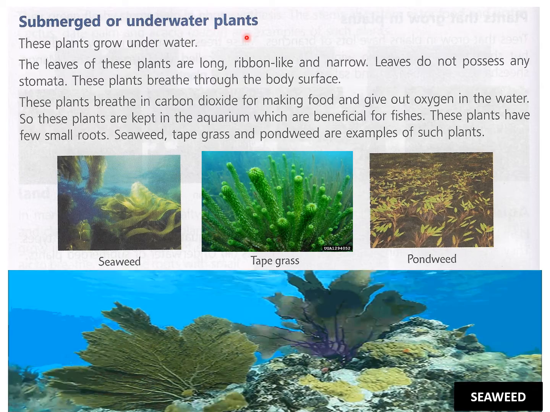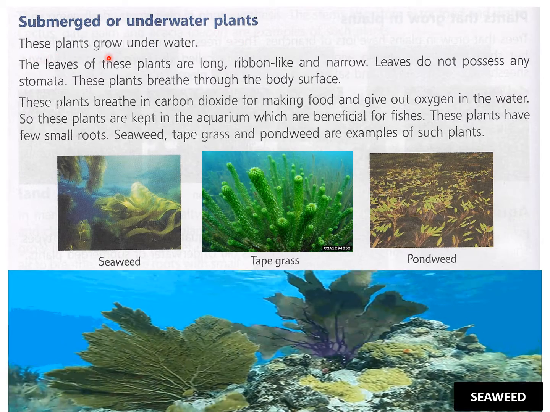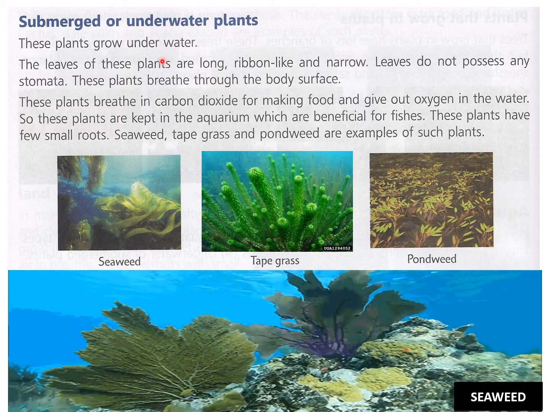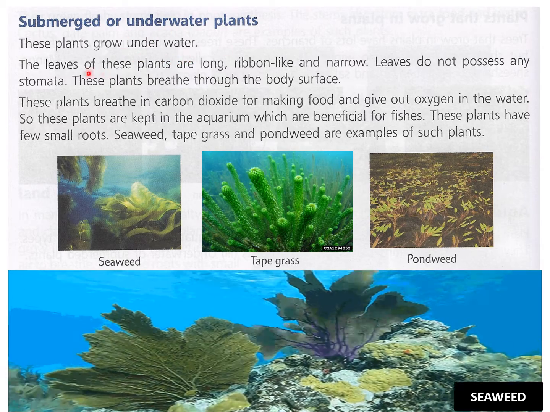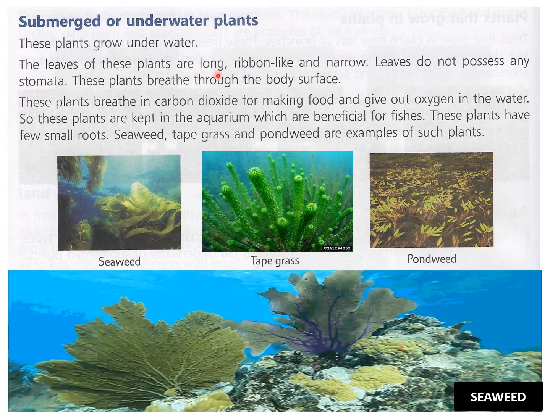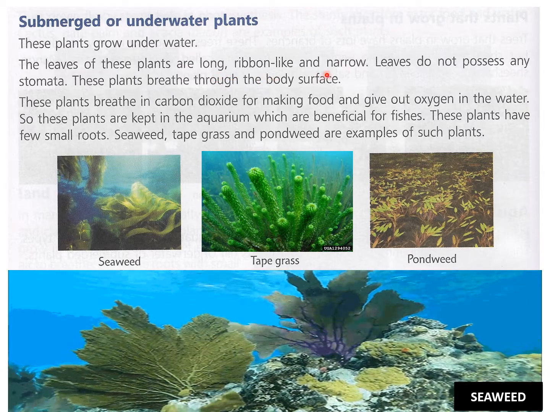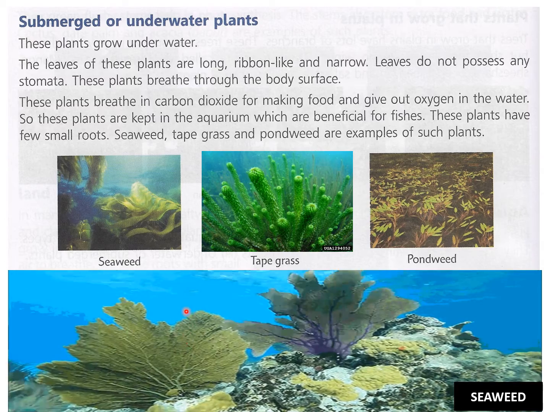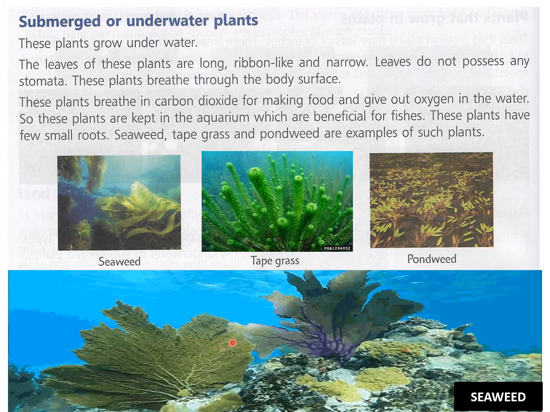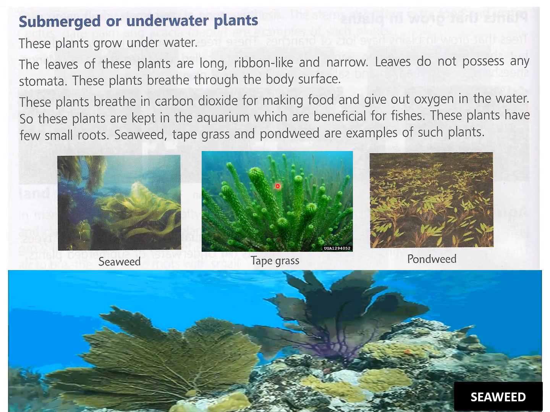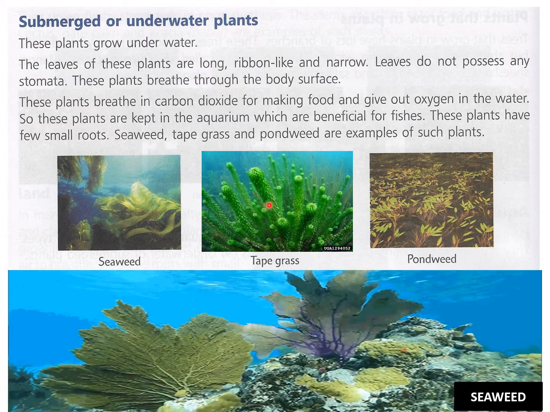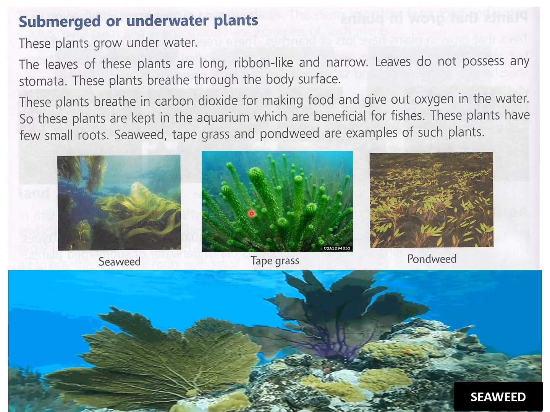Submerged or underwater plants. These plants grow underwater. You can find out from the name. Underwater means they grow underwater, inside the water. The leaves of these plants are long, ribbon-like and narrow. You can see them ribbon-like and narrow. You can see very, very thin leaves are there. Many leaves are together. And in this also you can see these spine-like very thin leaves are coming out of the stem. So they have very narrow leaves.